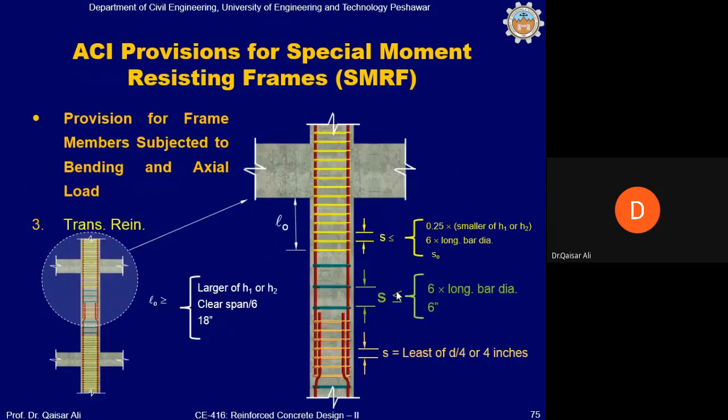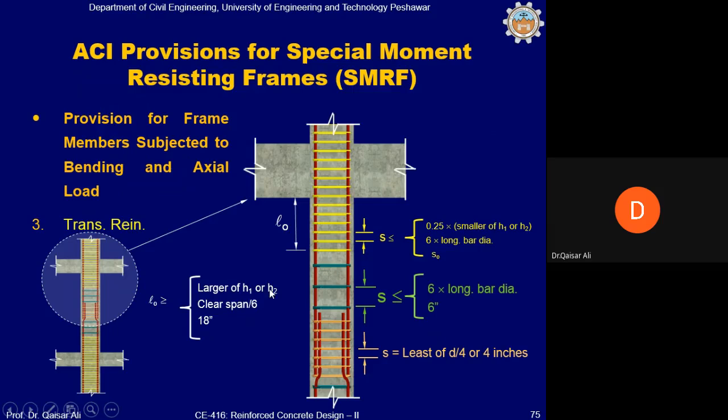Just like beams, in the columns there are also critical regions at the ends of the column, both on top and bottom sides of the beam. This location in the column is defined by the length L0, against the location defined in the beam by 2h. So this L0 shall be the largest of H1 or H2, which is the size of the column, or clear span divided by 6, and 18 inch.